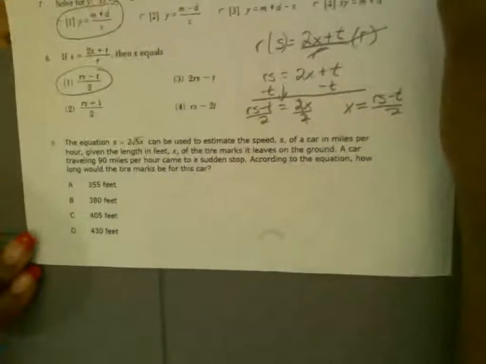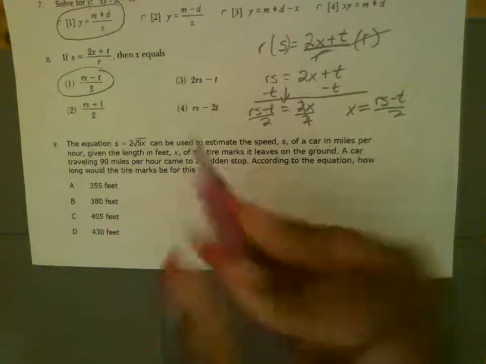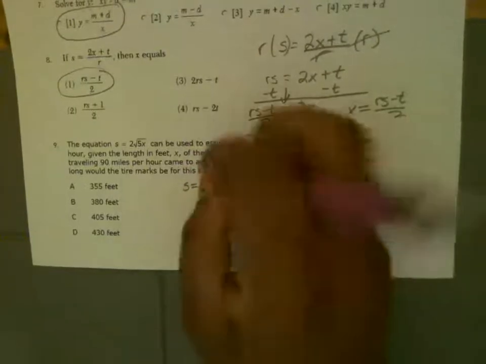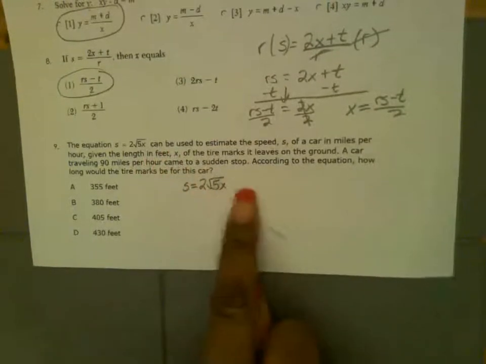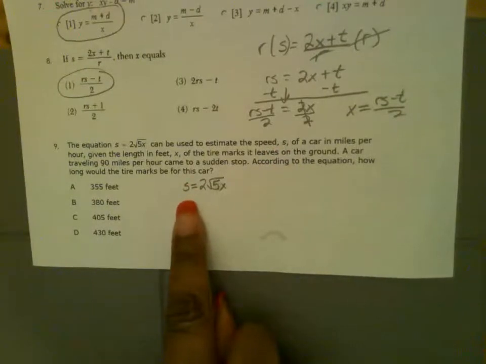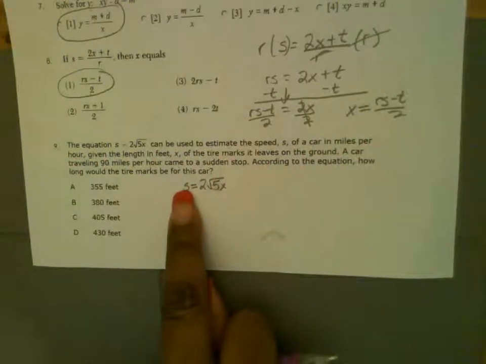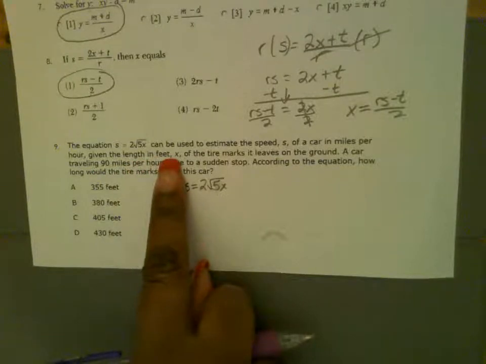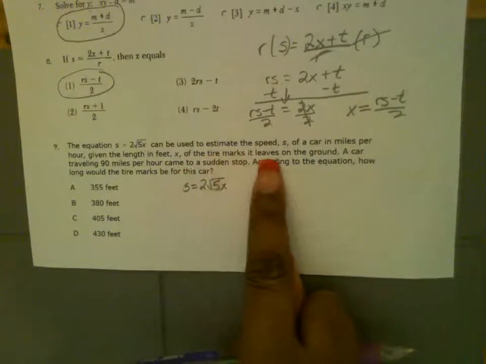All right, number 9. Remember, you can pause the video, rewind, do what you need to do, okay? Let's write the equation. S is equal to 2 times the square root of 5x. This is an equation that can be used to estimate the speed. So S is the speed of the car in miles per hour, given the length in feet, x. So x is the length in feet. S is the miles per hour of the tire when it leaves the ground.